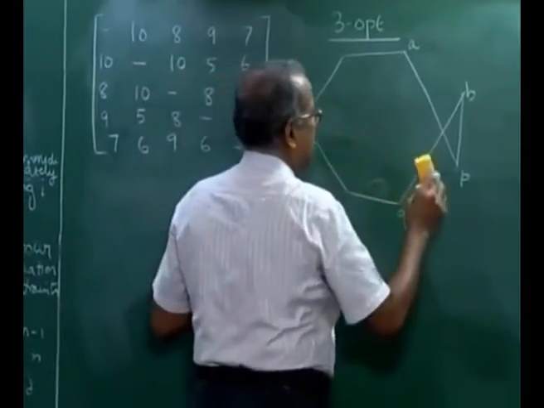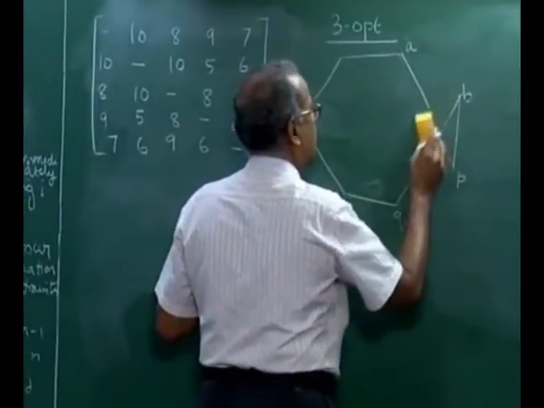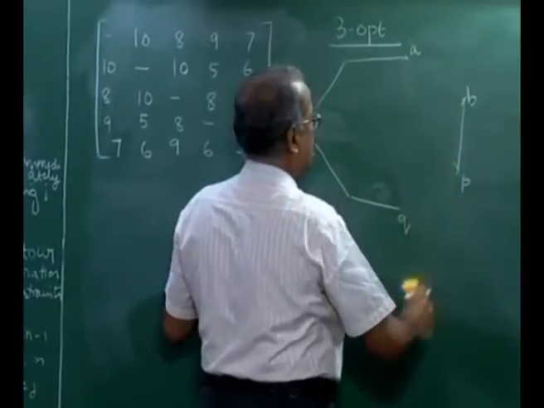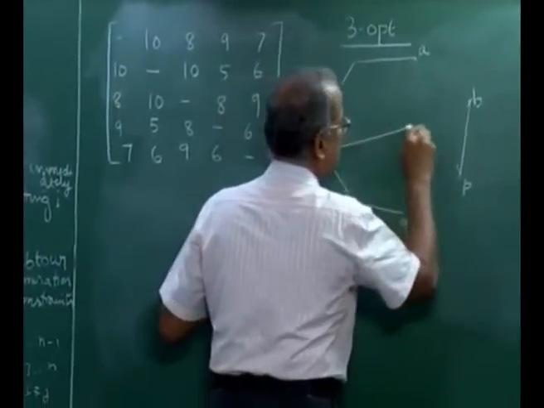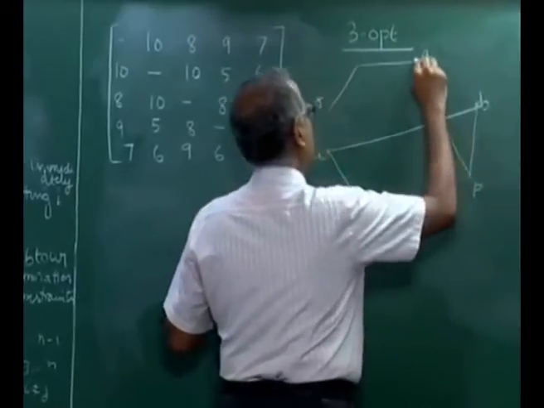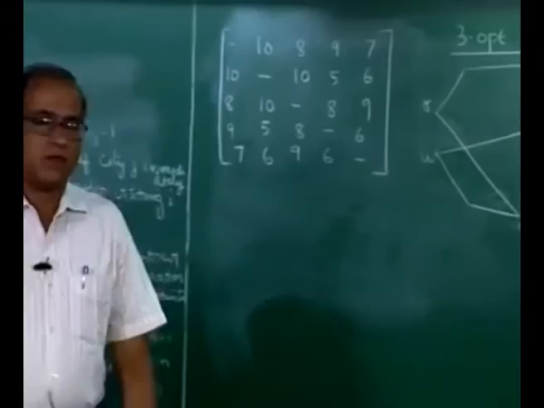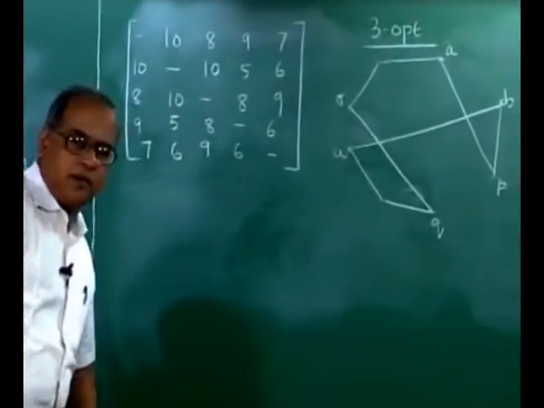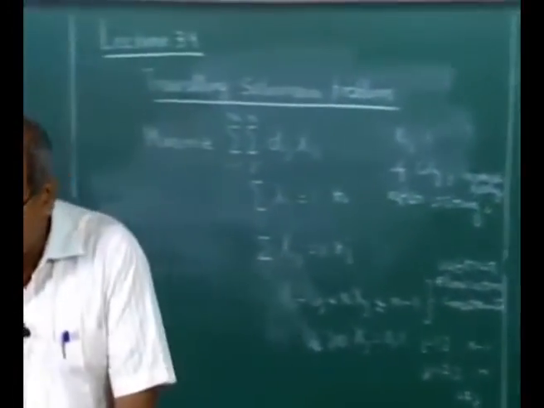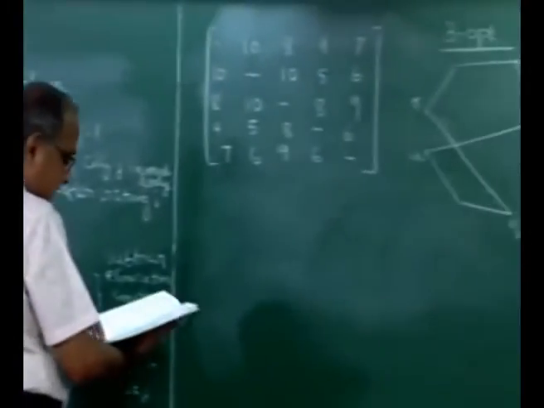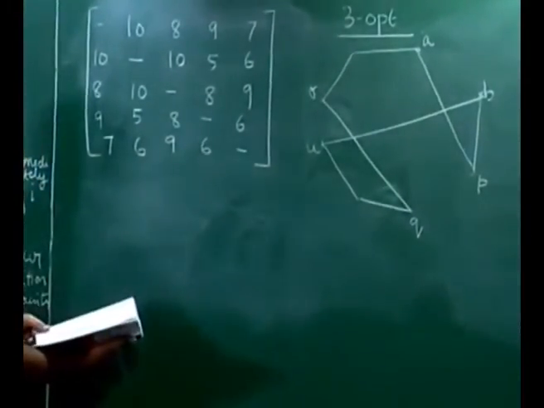For example, I can remove this, and do this. This could be another solution. So, like this we have several possible solutions. So, if we have AB, PQ, UV, then we can actually get 7 more solutions to this.